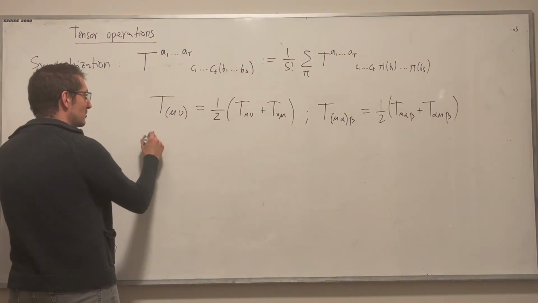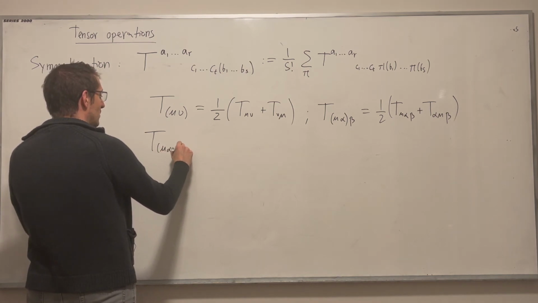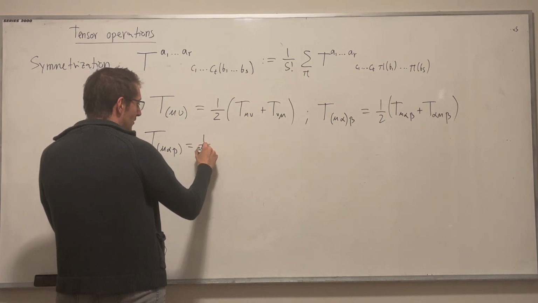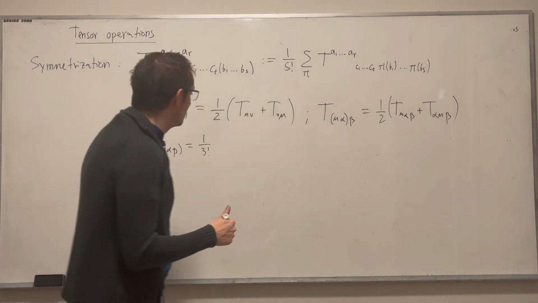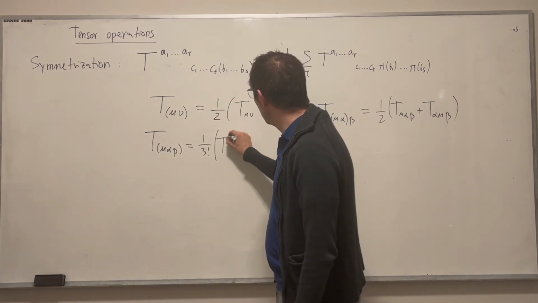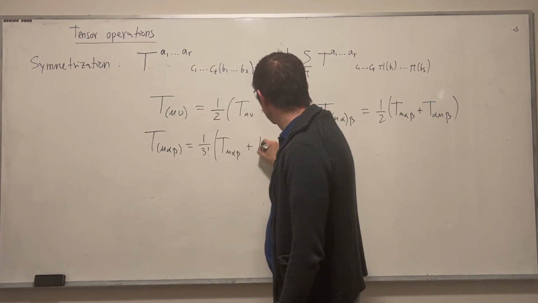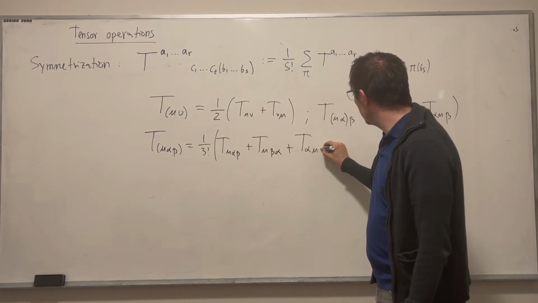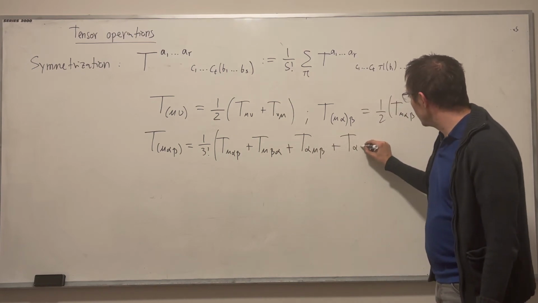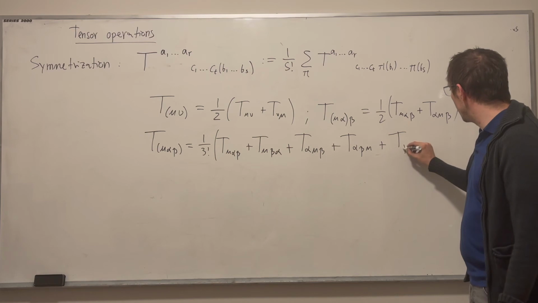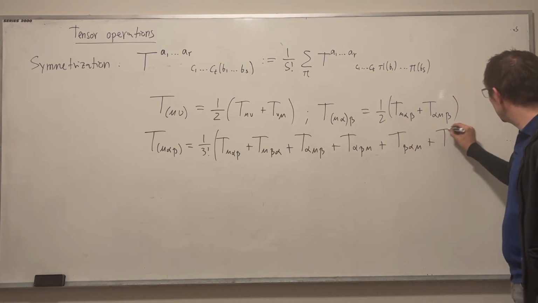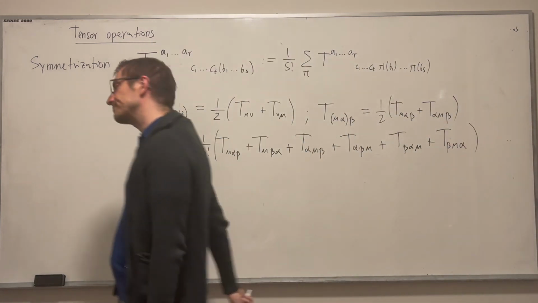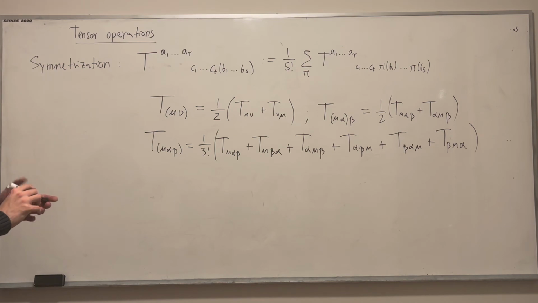There could be three. Let's do the three of them. Mu alpha beta, and we symmetrize all three of them. In that case, we have six permutations. So 1 over 3 factorial, which is 6. I said combinations, but I mean permutations, of course. And this would be T mu alpha beta plus T mu beta alpha plus T alpha mu beta plus T alpha beta mu plus T beta alpha mu plus T beta mu alpha. There you go. 1, 2, 3, 4, 5, 6. Very nice. So this is the symmetrization.